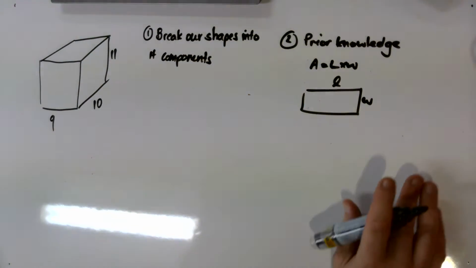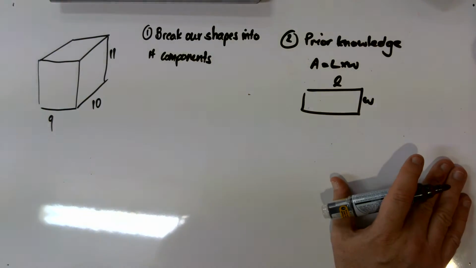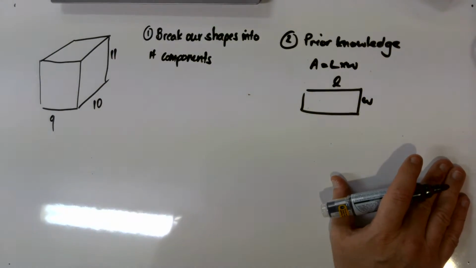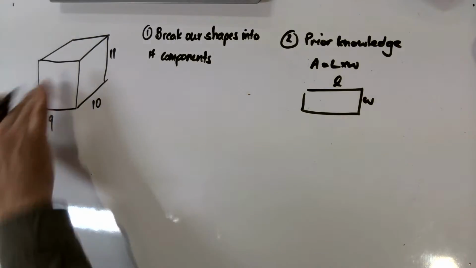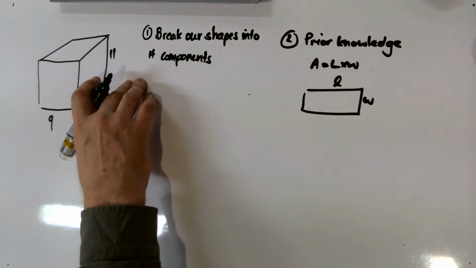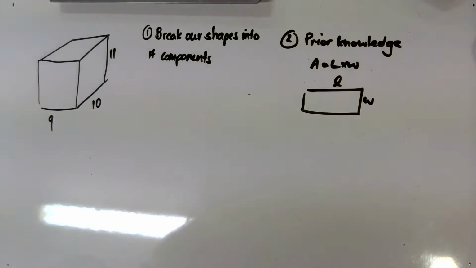Okay guys, so this is part one of our simple prisms. It's going to help you revise for your particular test. So the prism I'm looking at the moment is a rectangular prism. It's 9 across, 10 that way and 11 upwards. So we've got all the measurements that we actually need for this prism.